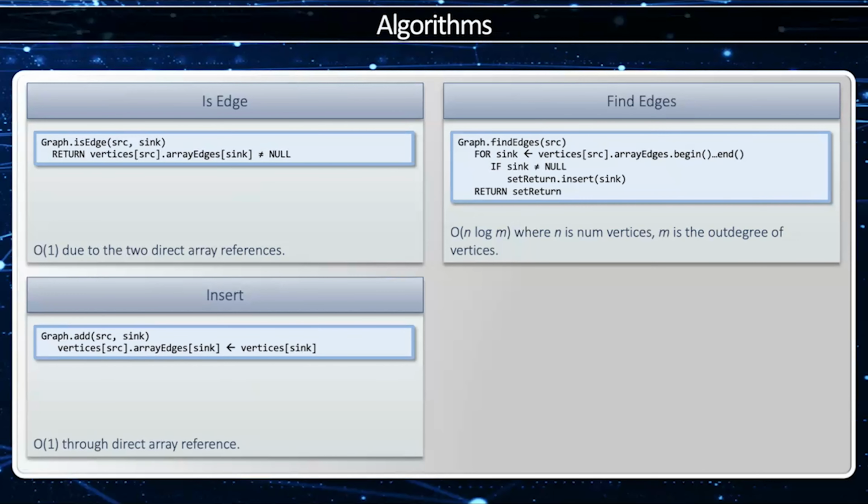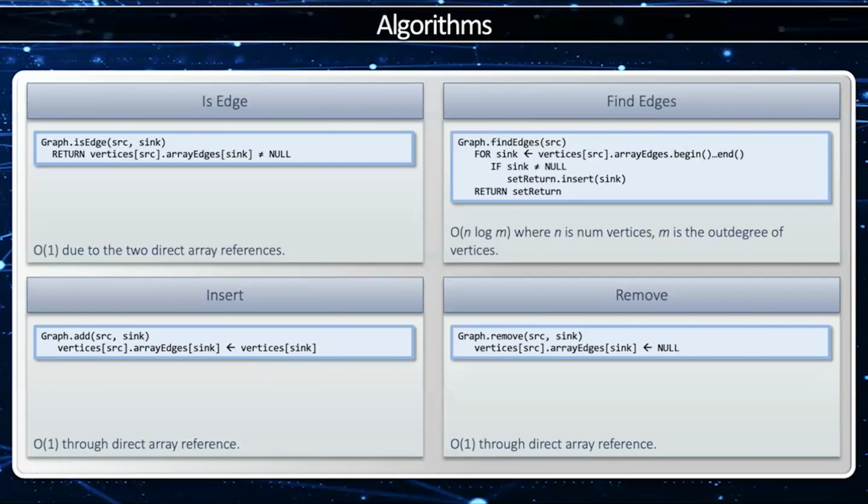Next, I want to add a given edge to my graph. I'm going to get the source and sink vertices. So I'm going to say vertices of source, and that's going to point to a graphical node, array edges of sink, and that's going to refer to a given edge, and that's going to get a pointer to my vertices of sink. Notice, once again, these are 3 array lookups. Vertices of source, O sub 1, array of edges sink, that's O sub 1, and vertices of sink, that's going to be O sub 1. So O sub 1 plus O sub 1 plus O sub 1 is O sub 1.